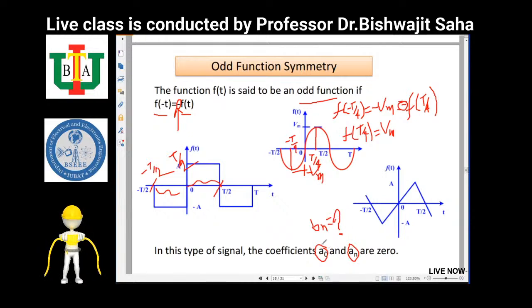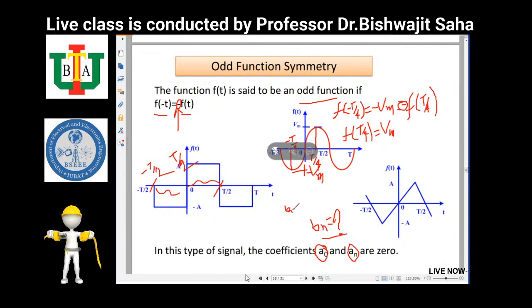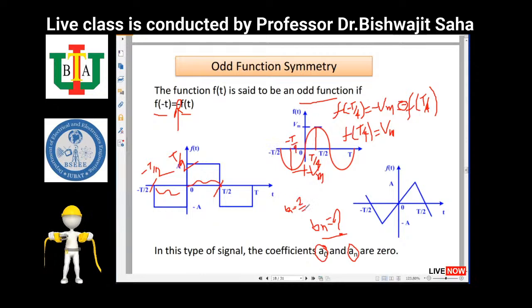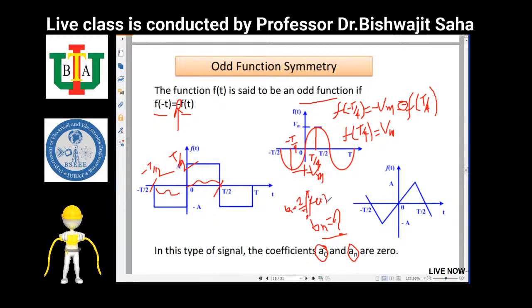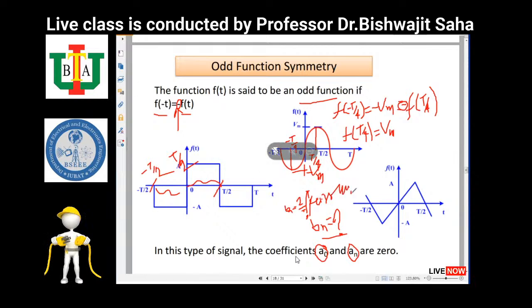It is a smart work. So you need to find out only Bn. And you know the Bn equation, right? Everybody knows Bn equals, for this sine wave, 2 by T, integration from 0 to T of x of t, f of t, sine n omega t dt. This is the equation, right? Yes, sir. We know it.